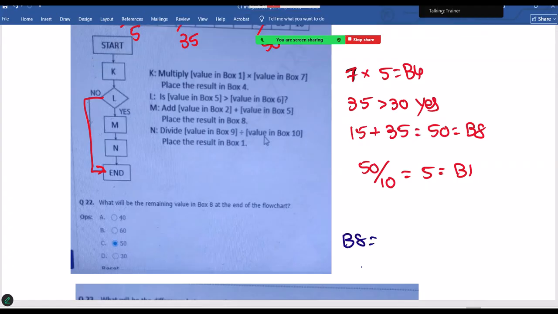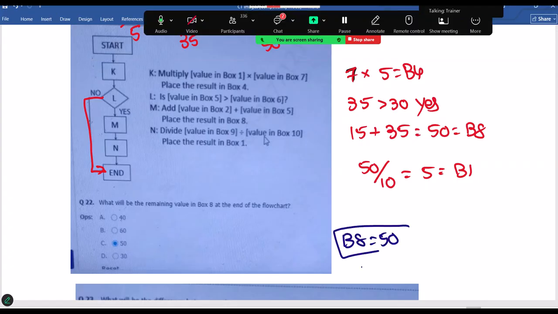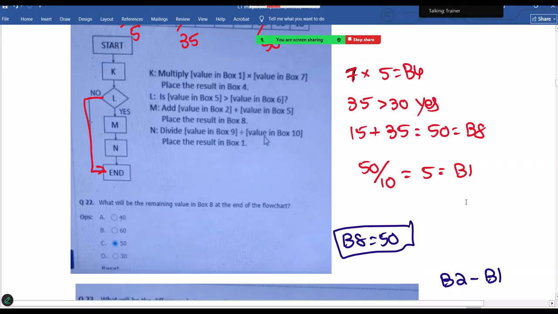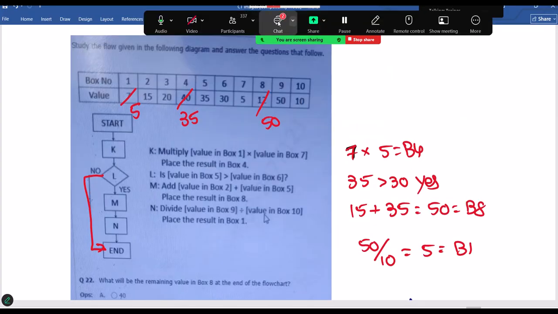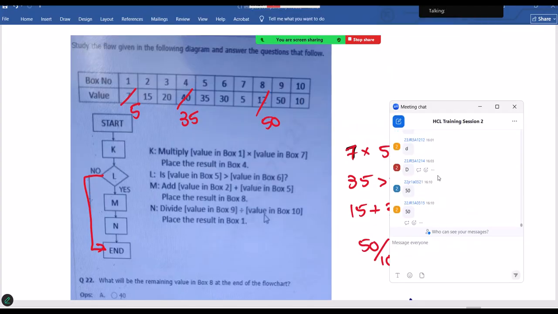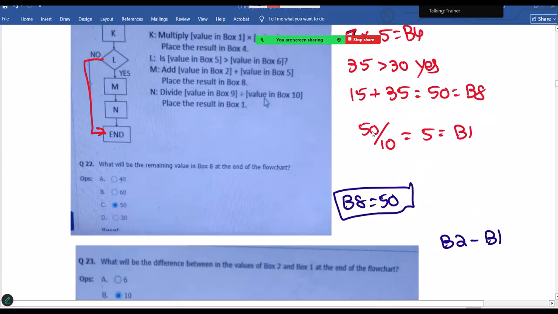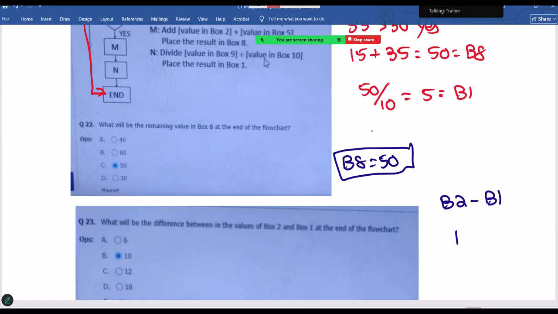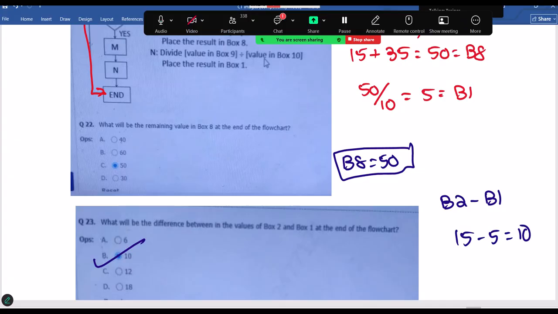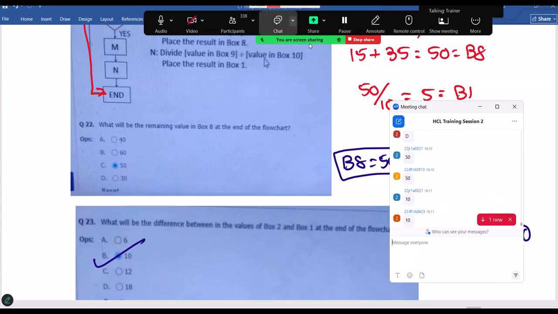First question is what is there in box 8? Next question, difference between box 2 and box 1. Box 1 is 5. Box 2 is 15. Difference is nothing but 10. You can observe that it is available here, 10. Don't worry, these questions will be shared as a PDF, like the morning session.